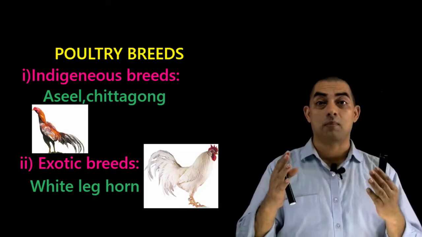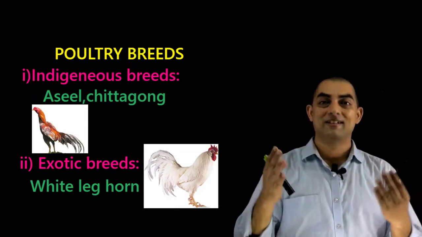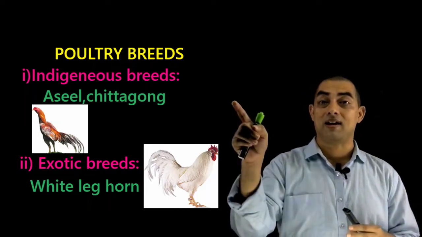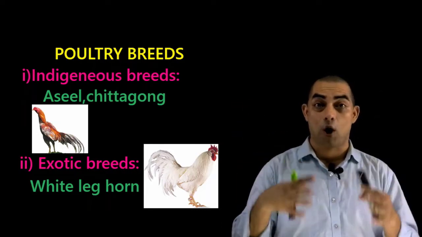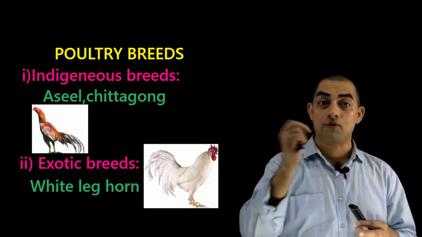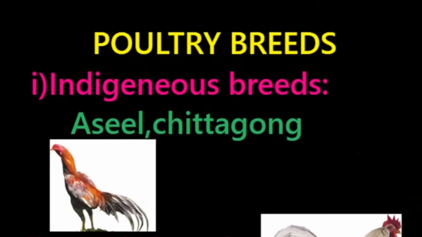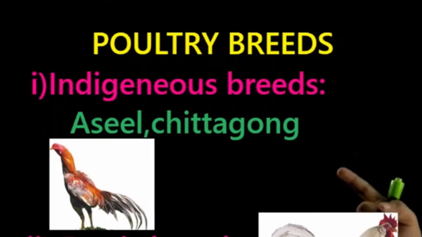Now we will talk about poultry breeds. There are different kinds of poultry breeds. Few of them are indigenous breeds, that means they belong to our country, and two very common of them, as you can see over here, are Asil and Chittagong. As you can see, the picture over here is of Asil.